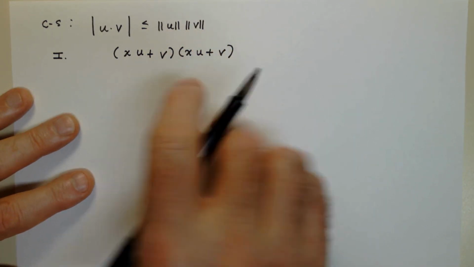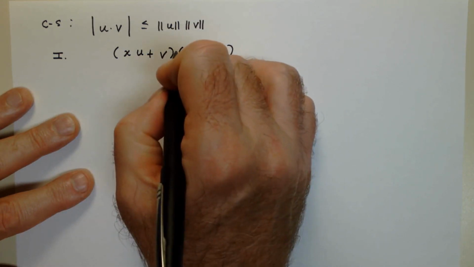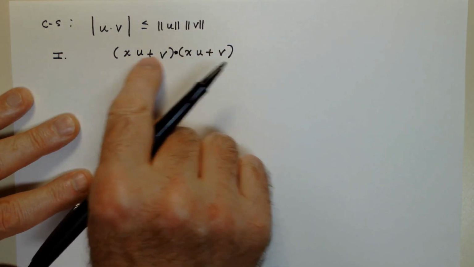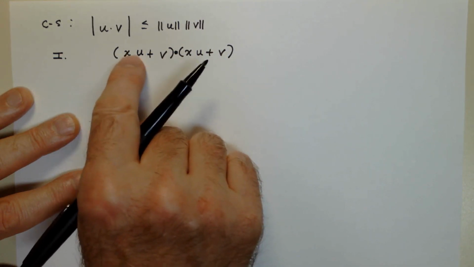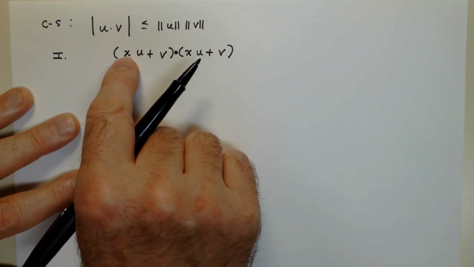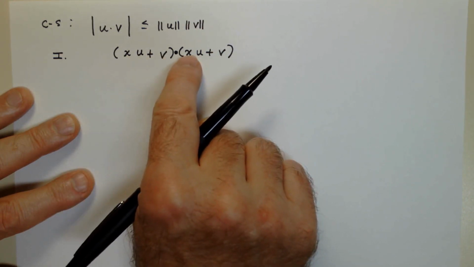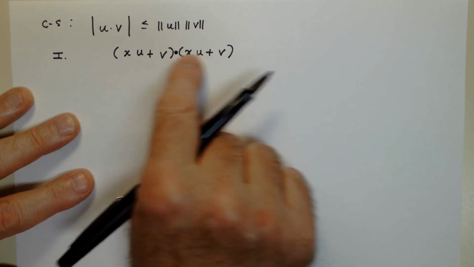All right, so the insight is that this is the object that you want to study: the dot product between these special linear combinations of u and v. I'm letting x just stand for an indeterminate, an unknown. It's just going to be some scalar x times u plus v, that same scalar x times u plus v, and I'm taking the dot product of these two.